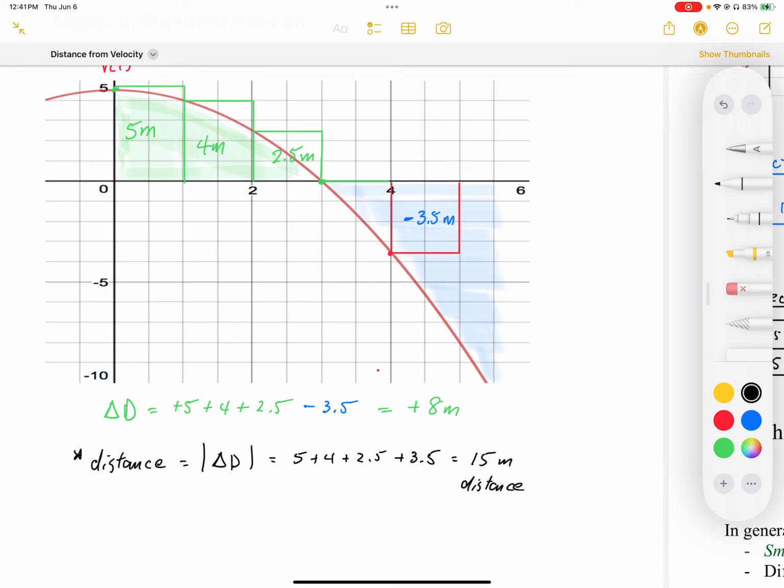Now, this is different than displacement. This question was asking for displacement, not distance. So there is our net displacement.